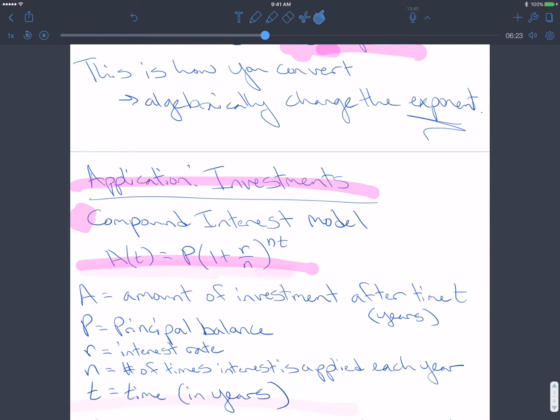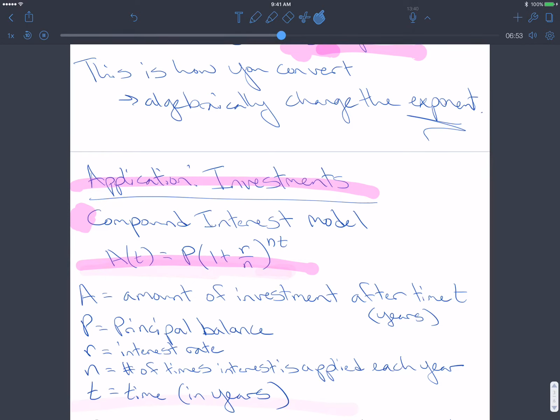So for now, we'll focus on the compound interest model, where A is the value of the amount that you have put into an account. So say you put money into a high interest bank account and it has compound interest, then A corresponds to the amount of your investment after so much time. So that is both your principal and your interest, not just your interest in this case. P is the principal balance. That's however much money you initially put into it.